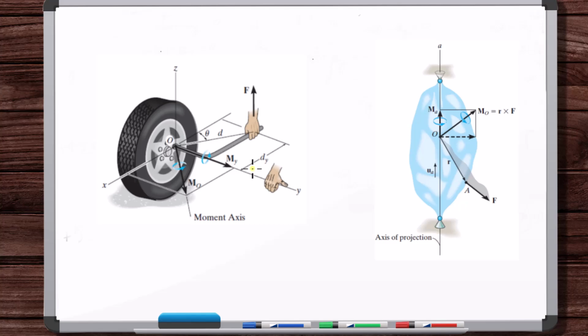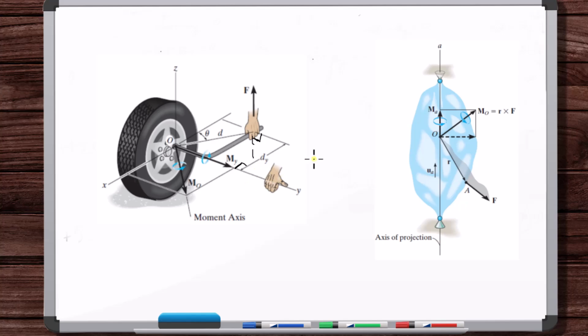First, from a scalar standpoint, if you're not going to use the R cross F vector formulation, what you're doing is finding the perpendicular distance between the axis and the line of action of the force. That distance is perpendicular to both the axis and the force line of action. It has to be perpendicular to both. If you find that distance and multiply the force times that distance, that's the moment about the axis. So if you want to do it from a non-vector standpoint, you can do it that way. You see how this is perpendicular to the axis and to the force line of action.